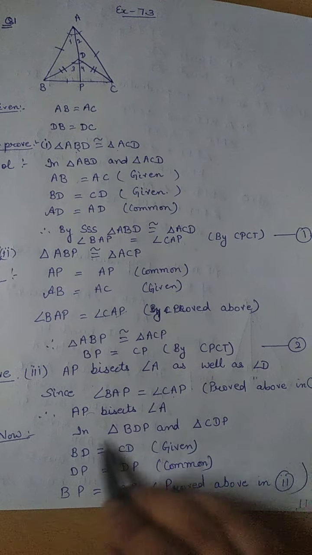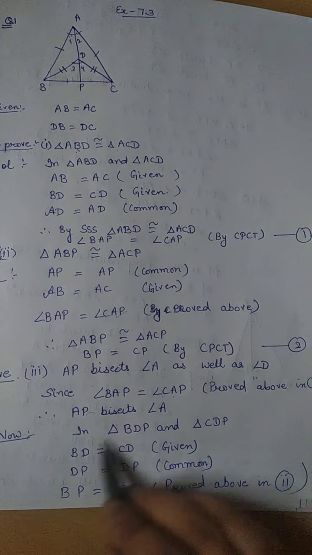Now in the fourth part, we have to prove that AP is the perpendicular bisector of BC. Now we will take the two triangles BPD and CPD. We have already proved that they are congruent. So we can say that angle BPD is equal to angle CPD. Let's see which two angles we are talking about: angle BPD and angle CPD. Because these two triangles are congruent, these two angles are also equal.